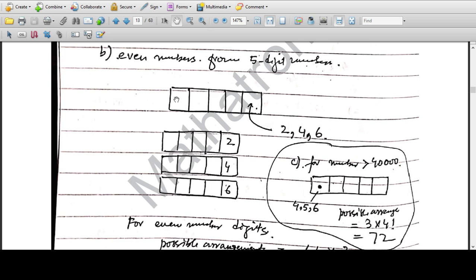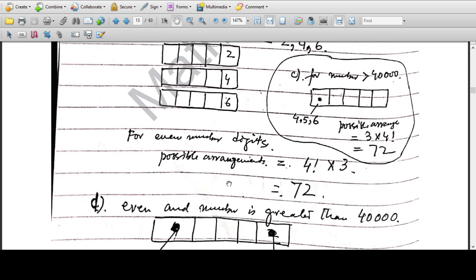The first place has 4 ways, the second has 3, the third, the fourth, and one of the even digits is here. After that this is here. So in this arrangement we can form even numbers.